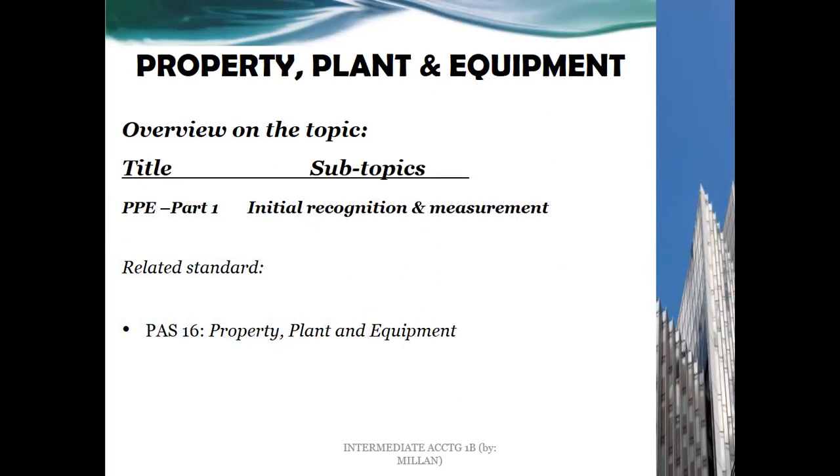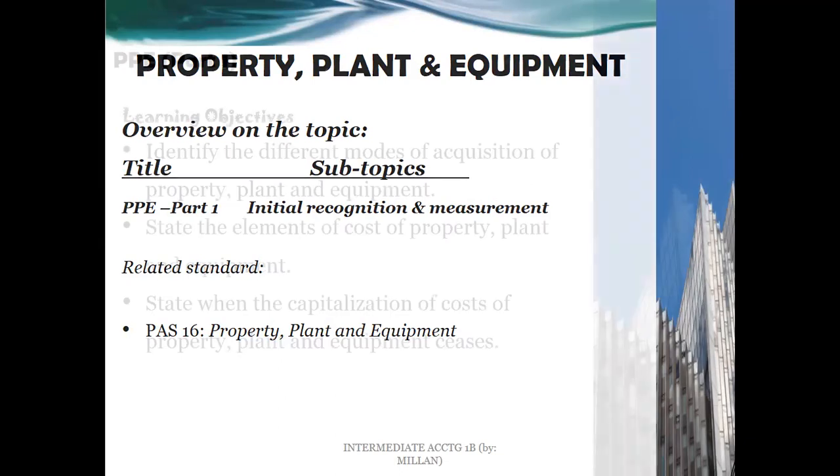recognize PPE items as part of our accounting records towards financial statements, and how do we measure them, or how do we assign values to such property, plant, and equipment items. The related standard will be PAS 16 or Philippine Accounting Standards number 16, which is property, plant, and equipment. So refer to that standard to see the full version.